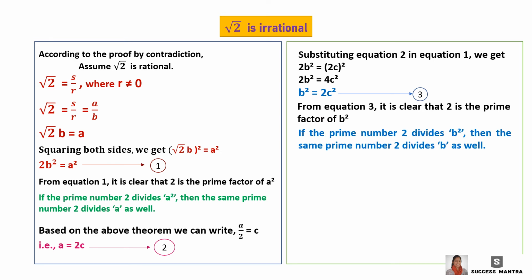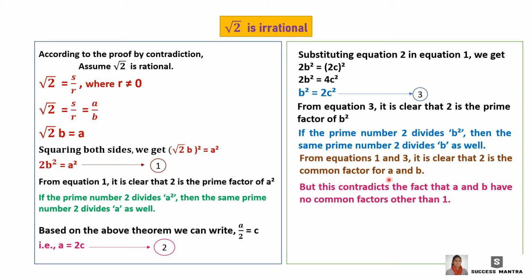If 2 is a prime factor of b square, then definitely 2 will be a prime factor of b as well, according to the previous theorem. So here from equation number 1 and 2, it is clear that 2 is a prime factor of both a and b. That is, if there is any prime factor other than 1 for two numbers, then those two numbers are not co-primes and that common factor 2 will be irrational.